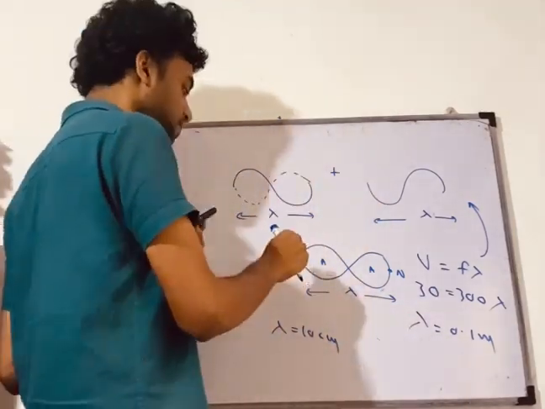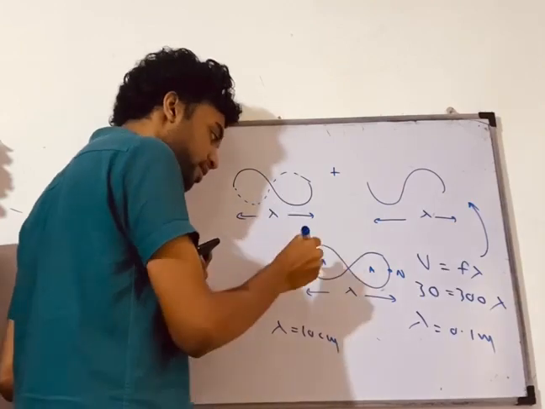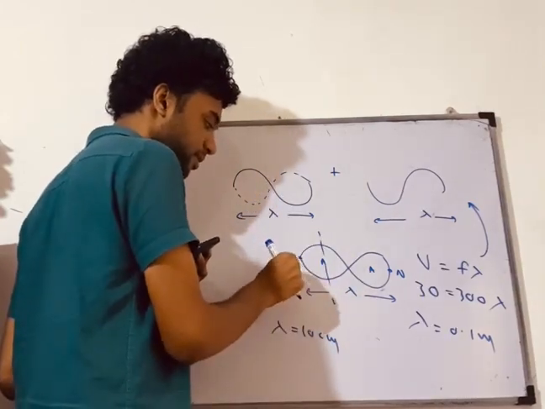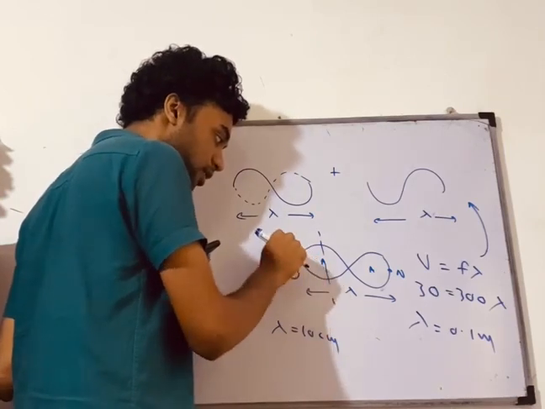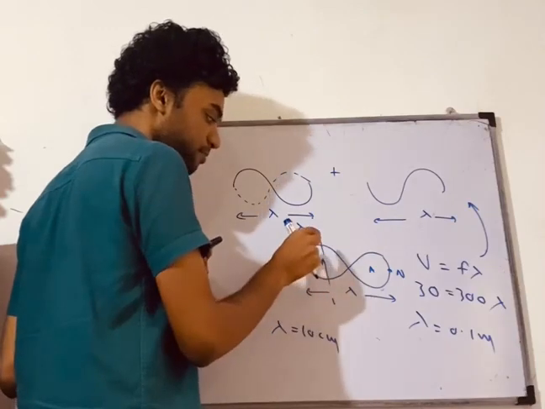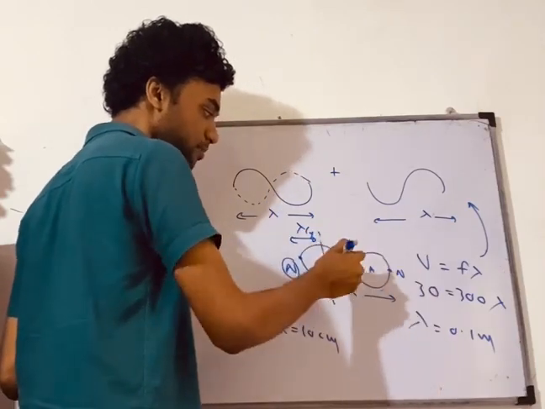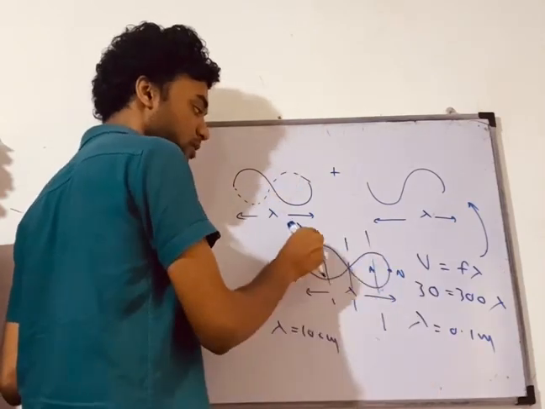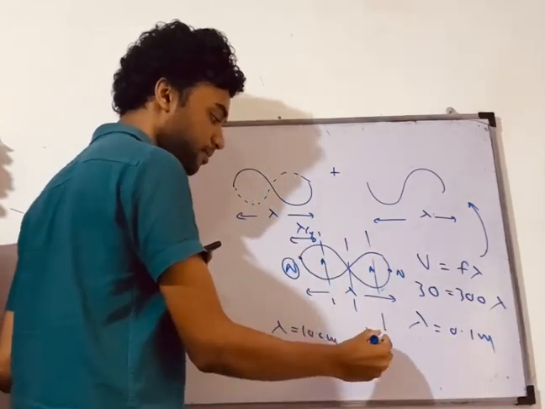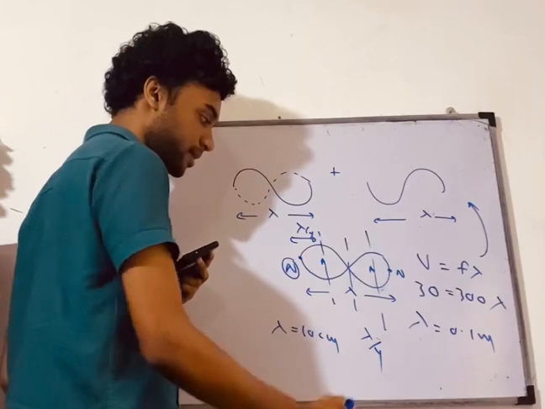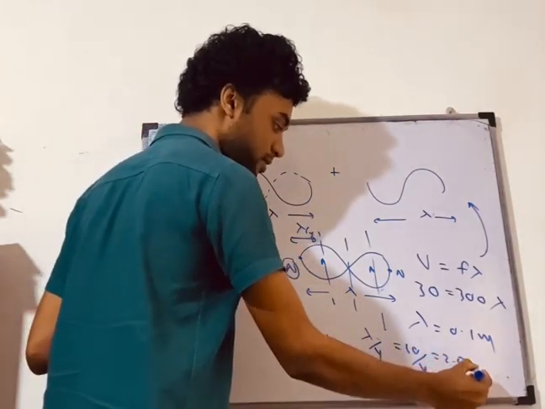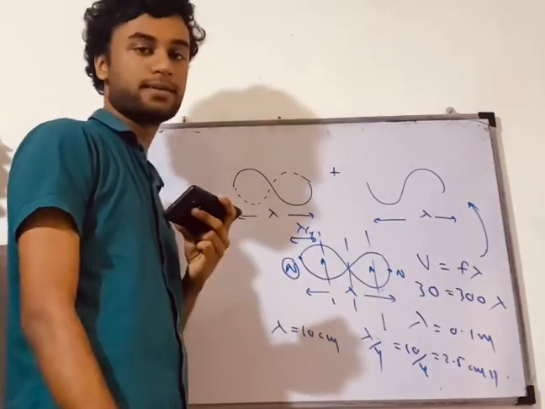So the distance between a node and the adjacent antinode is going to be this, which is going to be lambda divided by 4, because I can break this entire length into 4 compartments. So we found lambda, then we can find lambda divided by 4. What's lambda divided by 4 going to be? 10 divided by 4. It's going to be 2.5 centimeters. I hope you understood this.